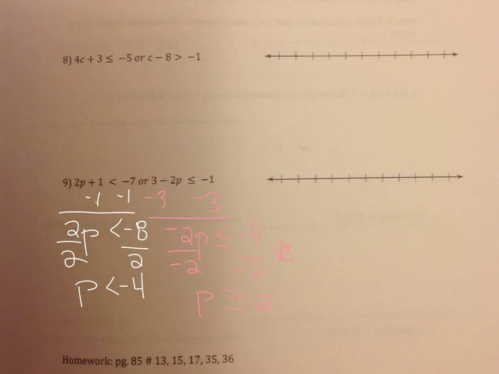When we graph this problem, we're going to have p is less than negative 4, or p is greater than or equal to positive 2.